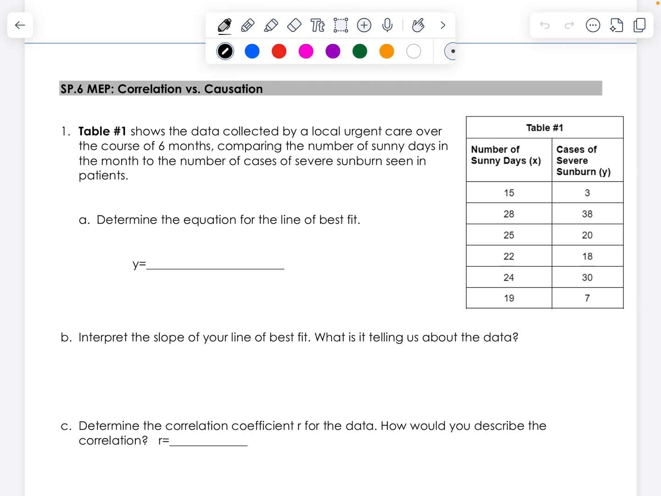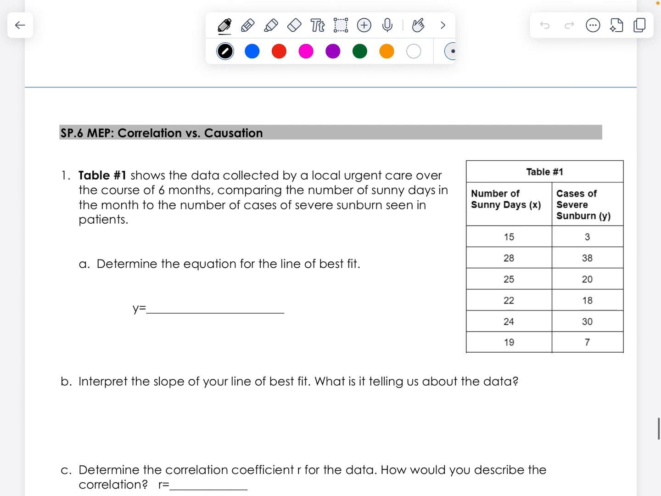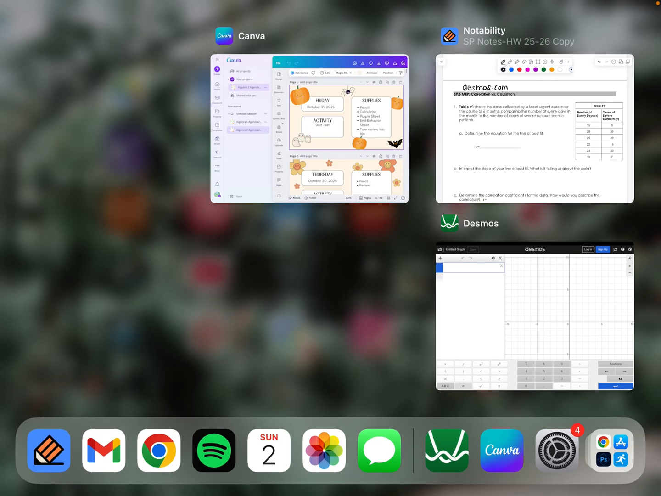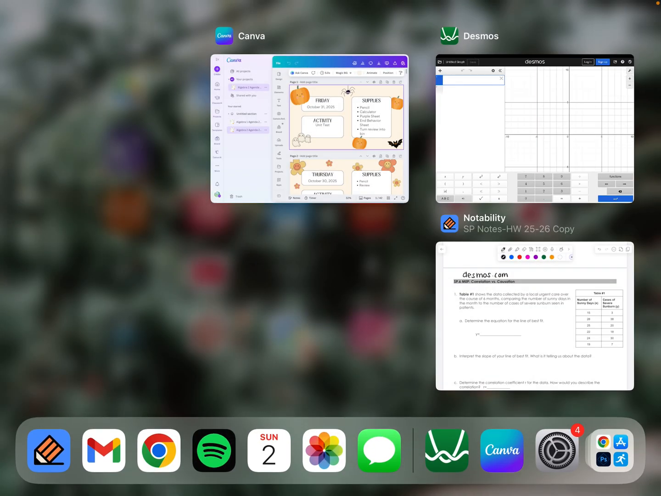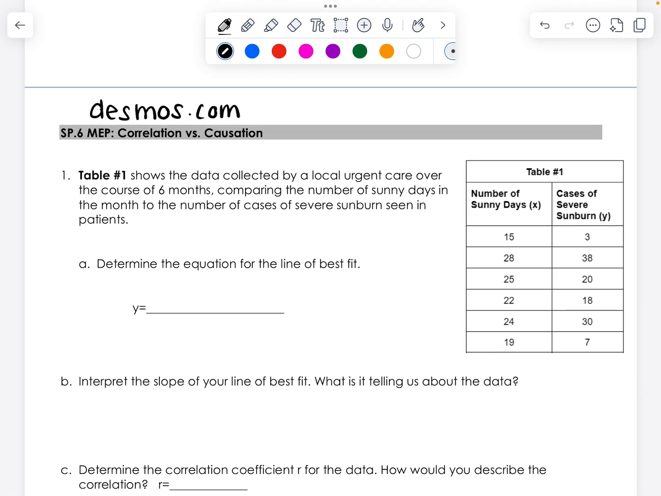So what you need to do first, if you have not already, just like we did on Friday, is go to desmos.com. And you need to click Open Graphing Calculator. And it should look like this screen. I'll give you a second to do that. You also should have your notes packets open.